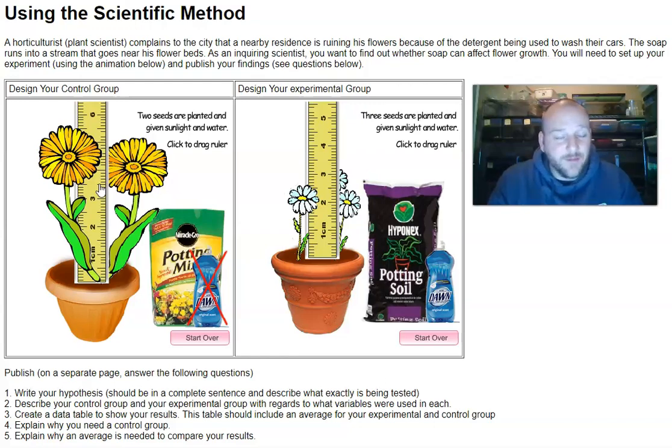There's potential to manipulate different variables too and see how they affect it. So if you look at how the potting soil affects it or how the type of pot affects it, those are all different options. So I like this, and I think it's a great place to get started early in the year when talking about the scientific process.